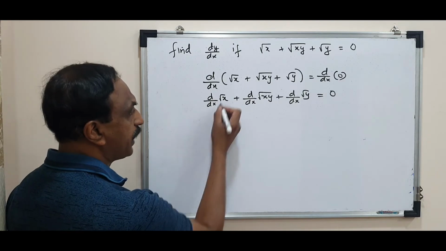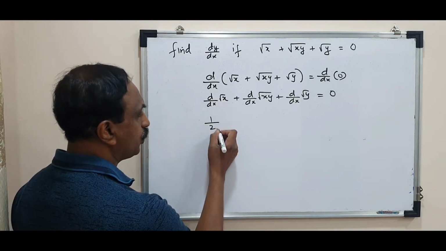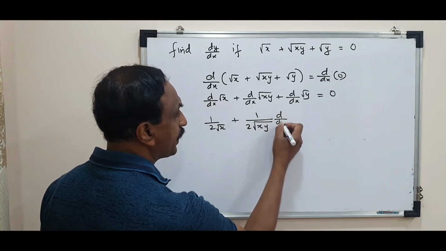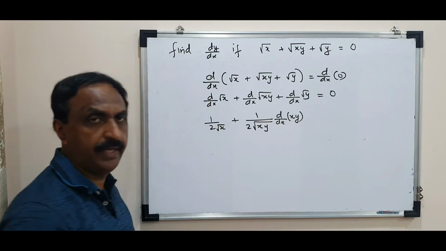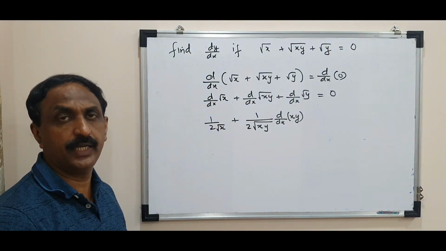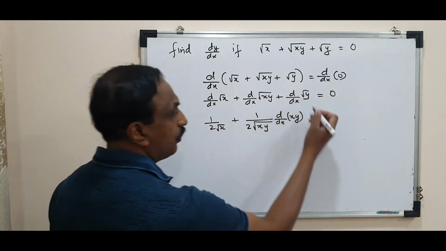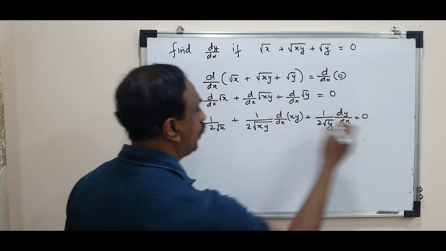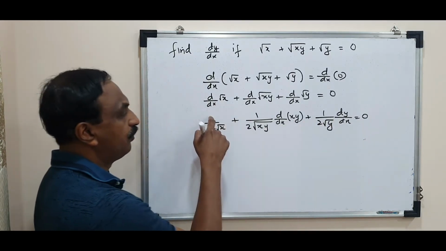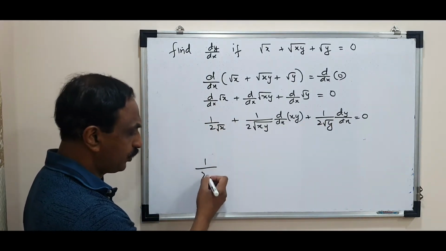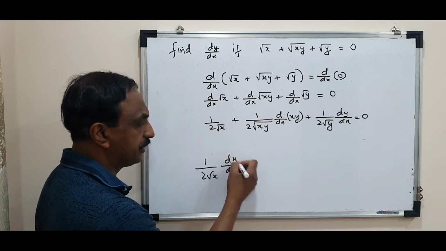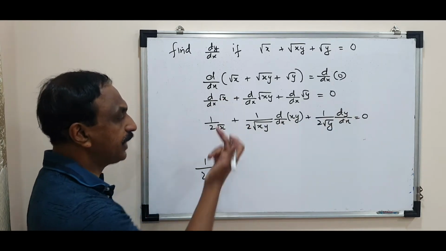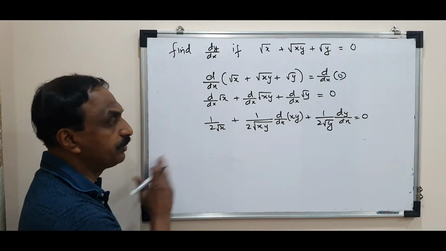So now the differential of root x with respect to x, same thing, so 1 by 2 root x. Then 1 by 2 root xy into the derivative of xy. Which rule am I applying? Derivative of root u is 1 by 2 root u into derivative of u. Then 1 by 2 root y into the derivative of y. What would happen here if I apply the same formula? 1 by 2 root x into the derivative of x would have been there. The derivative of x with respect to x is 1. So even if you apply this formula with x, you will get 1 only. So it doesn't create any problem for you.